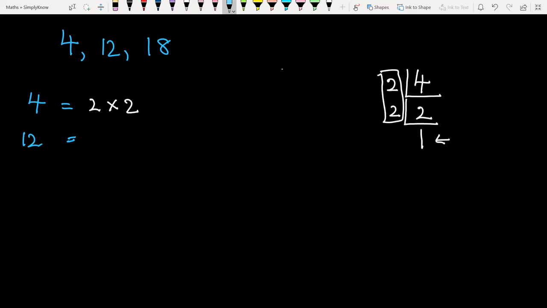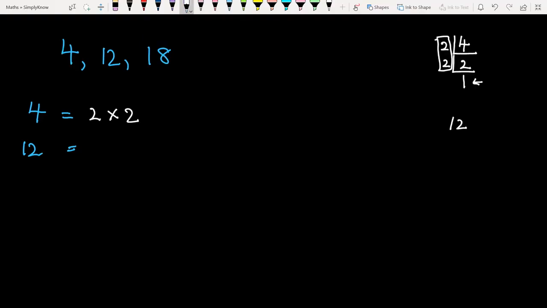Now let's write 12 as a product of its prime factors. 12 is divisible by 2, we get 6. Again 6 is divisible by 2 and we get 3. 3 is not divisible by 2, then we have to check with 3 because 3 is the next smallest prime number. When we divide 3 by 3, we get 1. So 12 as a product of its prime factors is 2 times 2 times 3.